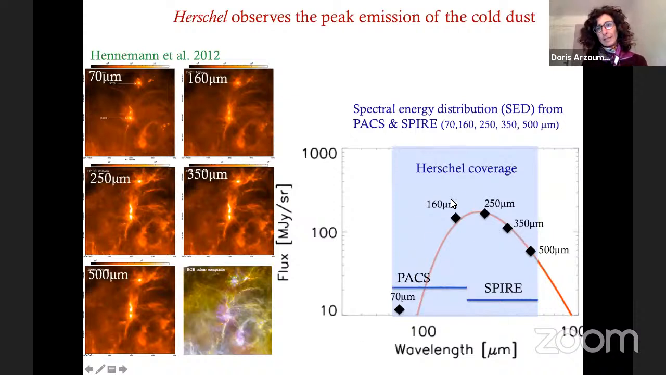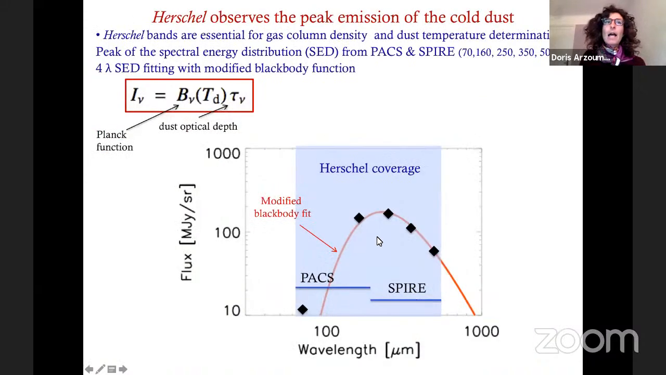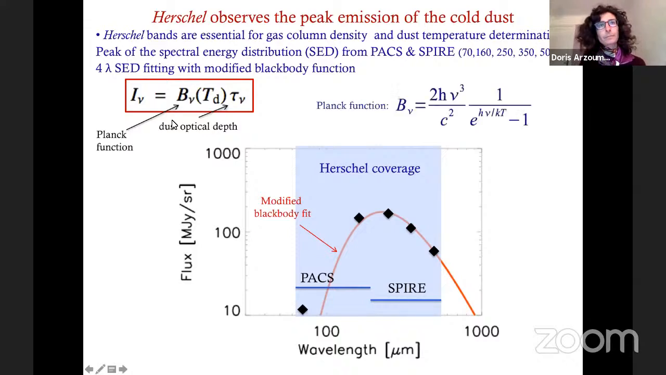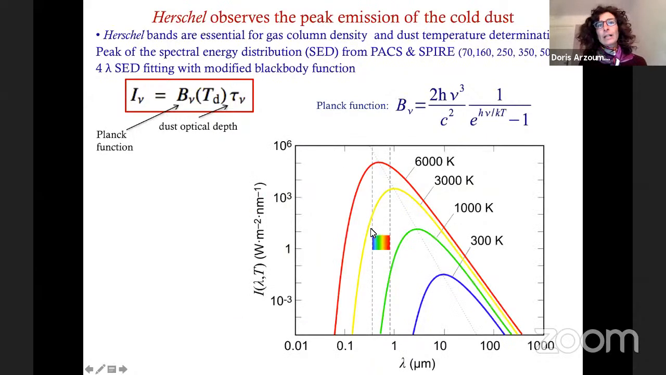And so what we can do is observe the intensity at these different wavelengths and model these observed intensities in order to have an estimate of the dust temperature and the column density of the medium. So, how many particles we have along the line of sight which are emitting this light. And for that, we parameterize the equation with two terms. The first one is the Planck function, which is expressed like this and which depends on the temperature. Here I show an example of the Planck function for different temperatures.